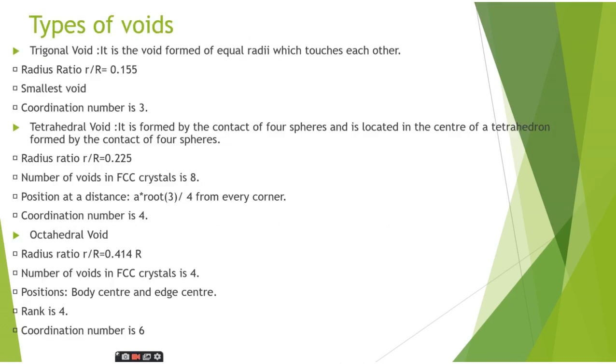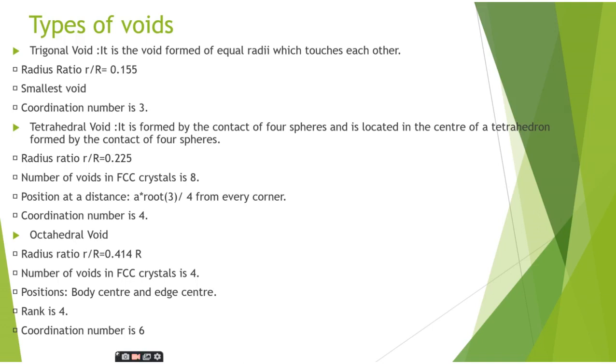Then there are three types of voids. First is trigonal void, then tetrahedral void, then octahedral void. The trigonal void is formed by equal radii spheres which touch each other. Here the radius ratio is 0.155. It is the smallest void, whose coordination number is 3.